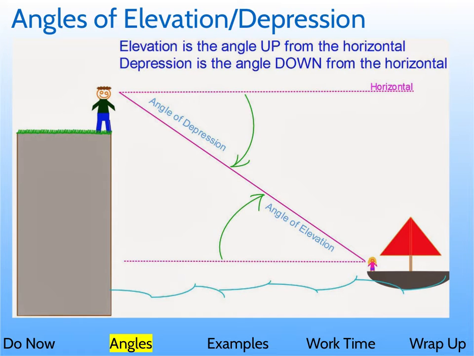Now, bonus fun. This is a horizontal line. This is just a horizontal line as well. That would mean that these two lines here are parallel to each other, which means that the angle of elevation in this sense is the same as the angle of depression because alternate interior angles are congruent when lines are parallel. So these two angles in this case are actually exactly the same.